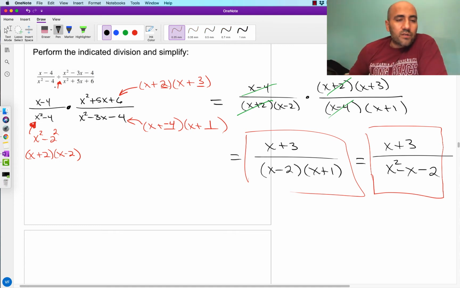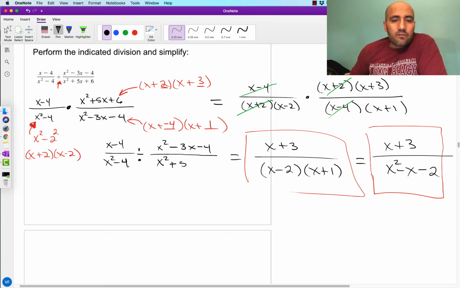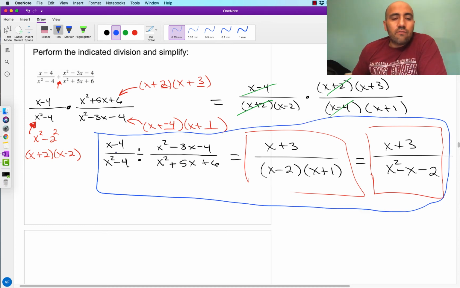And just to make sure it's clear, we're talking about this original one. So we're saying that the original x minus 4 over x squared minus 4 divided by, and then we had x squared minus 3x minus 4, and then x squared plus 5x plus 6, that this is equal to this one or that one, right? Either one of them. The division of these two rational expressions, rational polynomials, rational fractions, is equal to either this one or that one, either one.